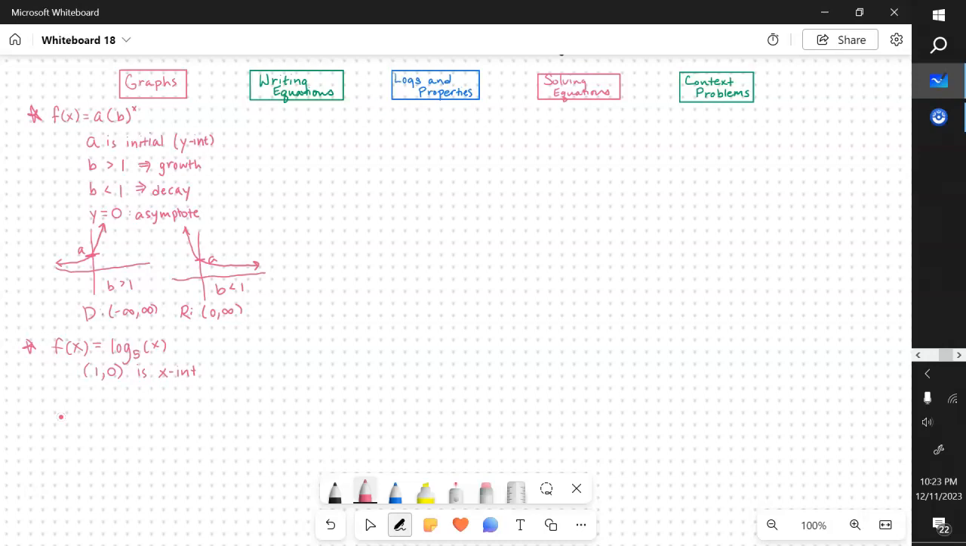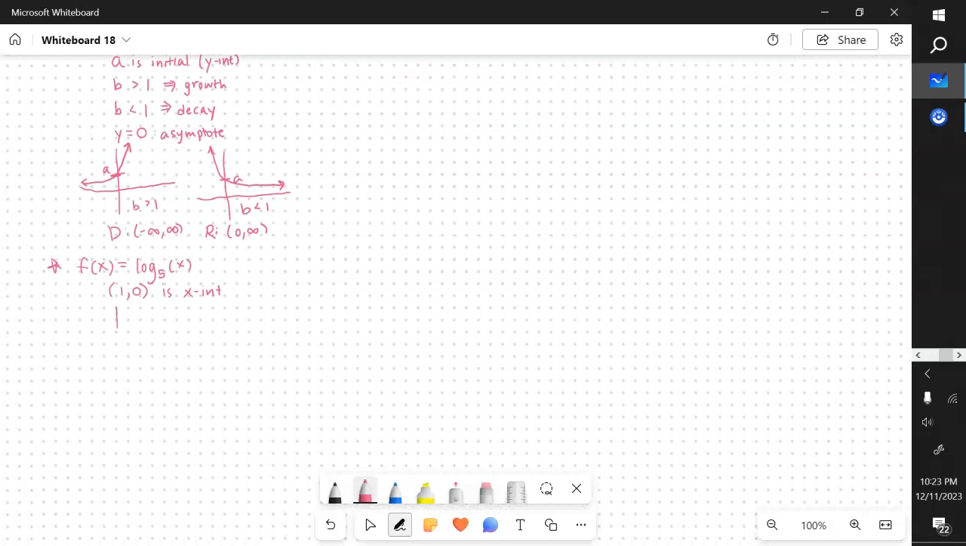This graph does not have a y-intercept because it is an exponential graph, but reflected, because it's the inverse. So this graph would get close to the y-axis without actually touching it. So it doesn't have a y-intercept.